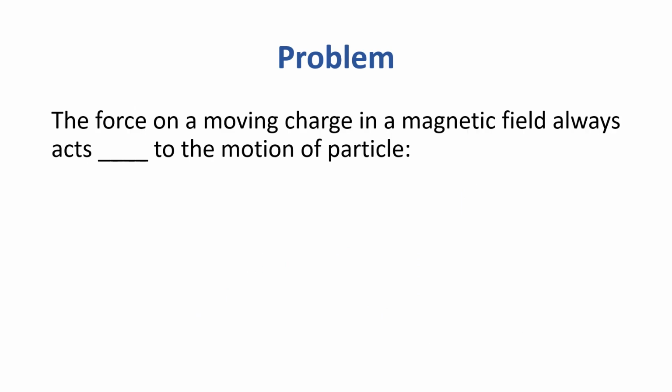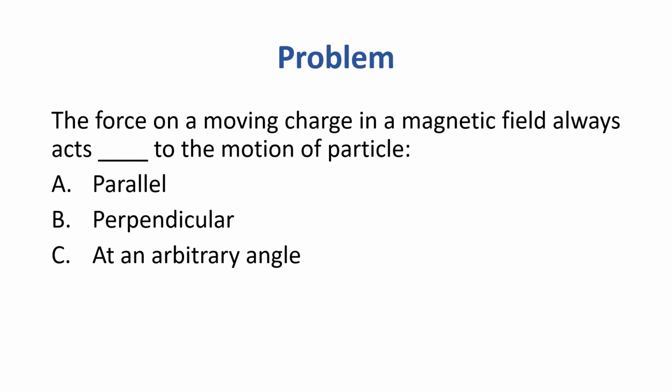The force on a moving charge and magnetic field always acts dash to the motion of particle. Parallel, perpendicular, and at an arbitrary angle, none of these. So correct option is option B, which is perpendicular. जैसा कि हम पहले कह चुके हैं कि the force it is shown by cross product, और cross product का जो resultant होता है that is always perpendicular to the both the quantities that are being multiplied.